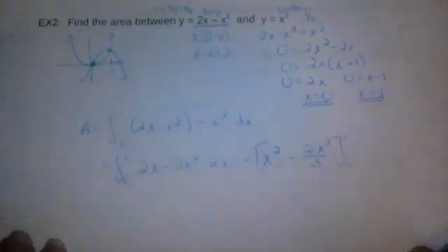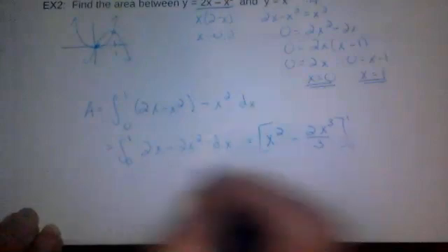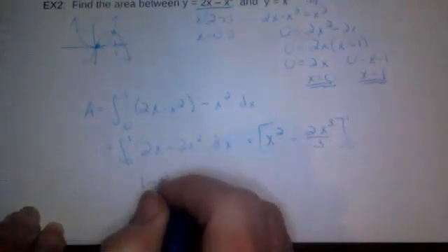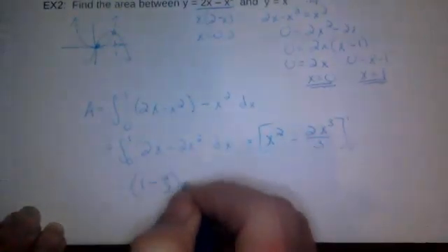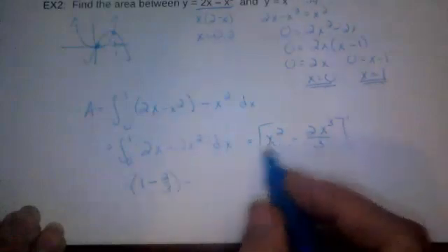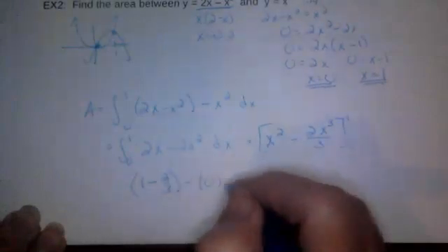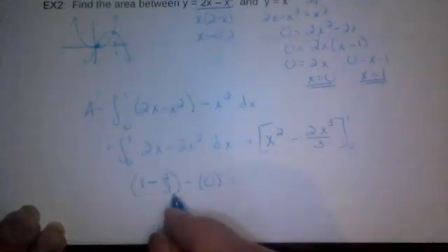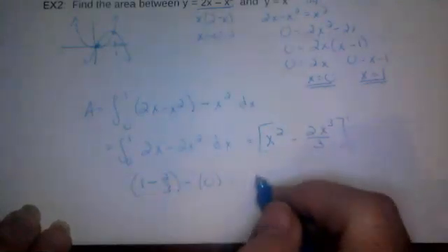All right, so now we're ready to plug in our numbers. So I plug in 1, and I'm going to get 1 minus 2/3, minus, and then I plug in 0, and I get 0. So 1 minus 2/3 is 1/3.